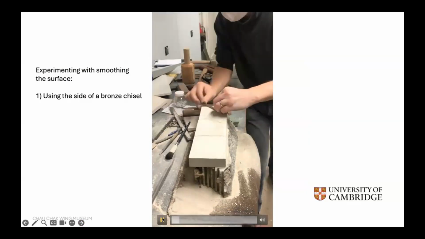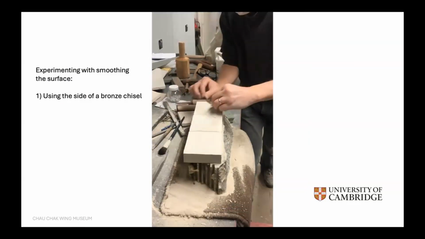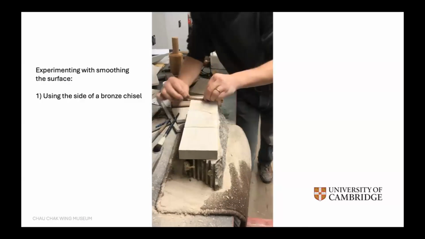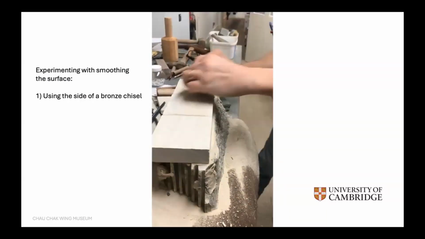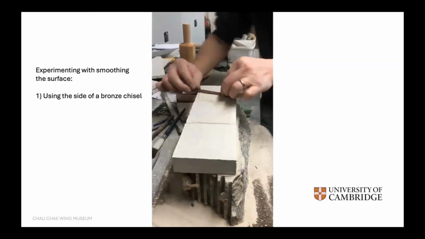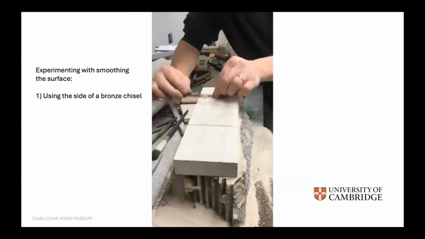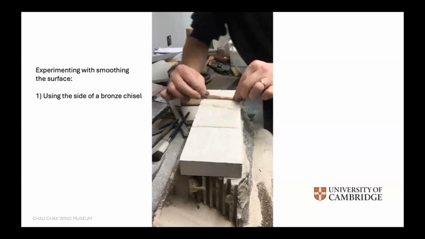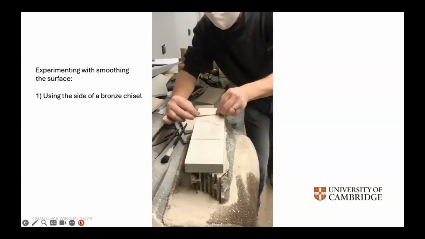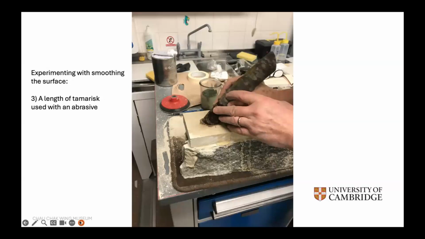Okay, so the first of these was using the side of the chisel, which, as you can see, generated a lot of fine limestone powder, which would have presumably been saved and reused to make mortar. Well documented. We then tried a block of coarse grit stone with water. And then finally, a length of tamarisk wood used as an abrasive.